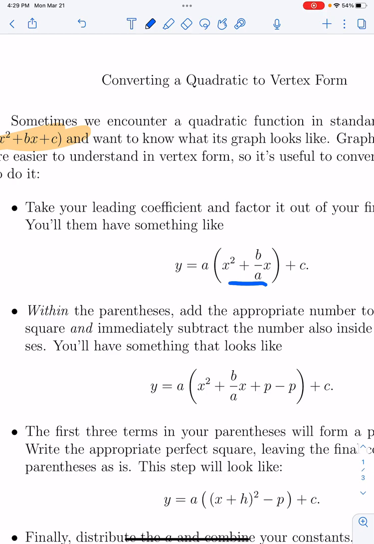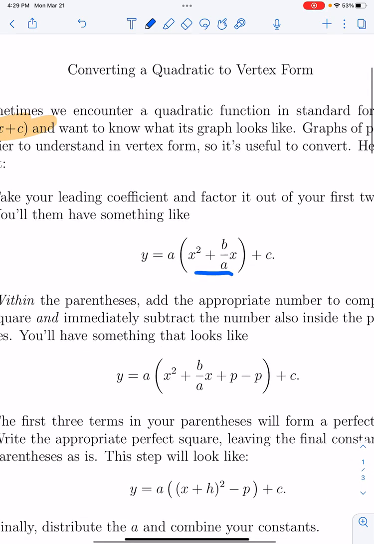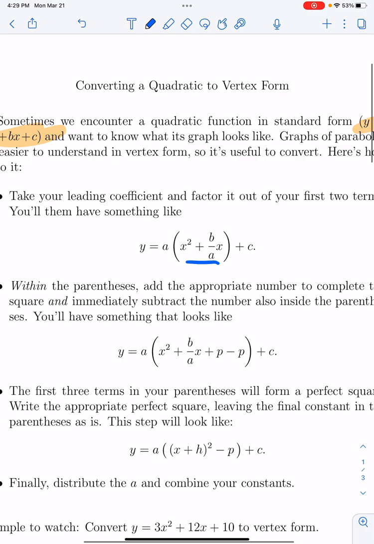Now we would look at this part here, which has an x squared all by itself and something with an x. We complete the square there. So we figure out whatever the appropriate number is to complete the square. And then within these parentheses, we add that number and then subtract it immediately. So we haven't actually changed the value, but we've created that perfect square.